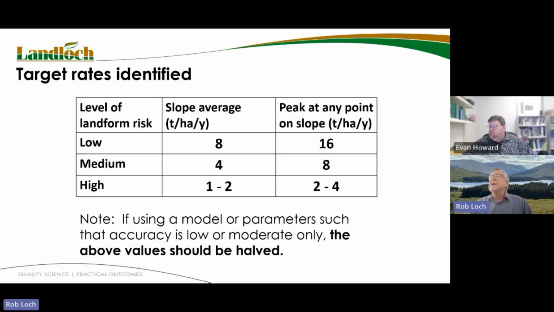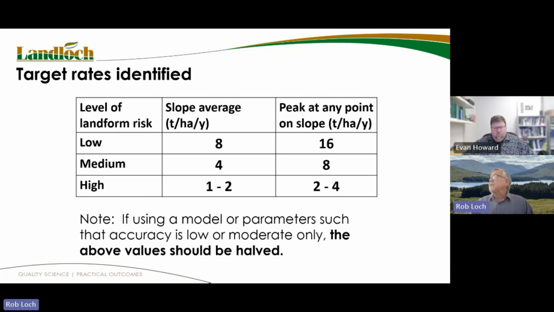Having thought through all that, and with the information that we had about the rates of erosion at which rilling and gullies developed, we've put together recommended target rates for modelling. And you'll see here, firstly, that there's provision for the targets to increase or decrease depending on the level of landform risk. So in other words, the target is a higher rate at a low risk, and it reduces to something quite low if the risk is high.